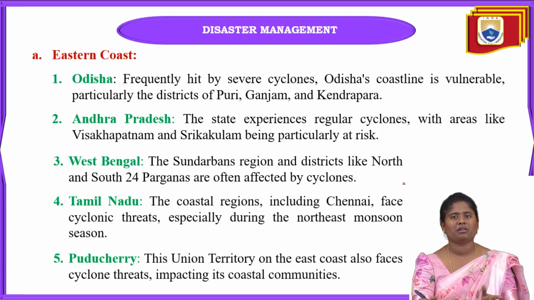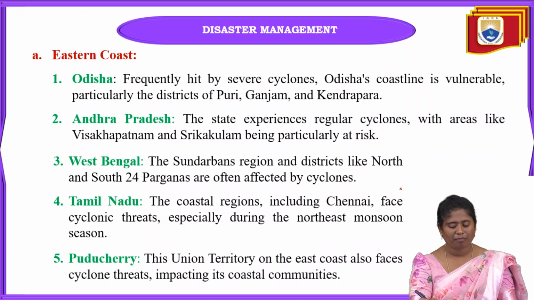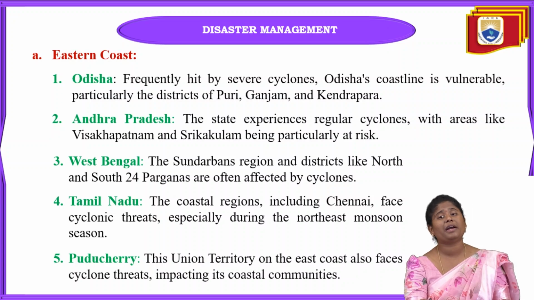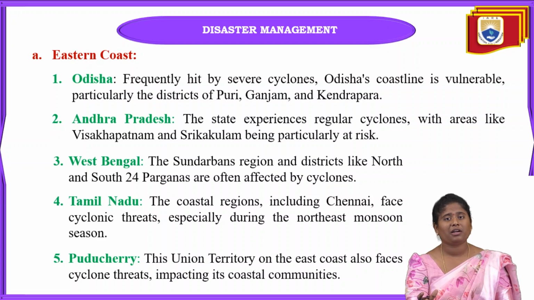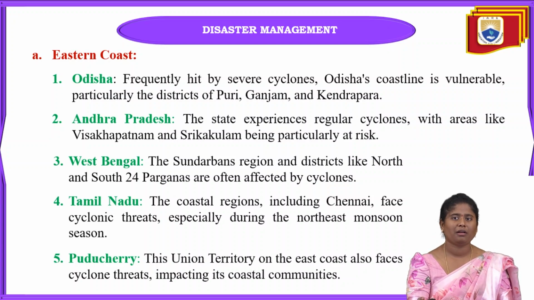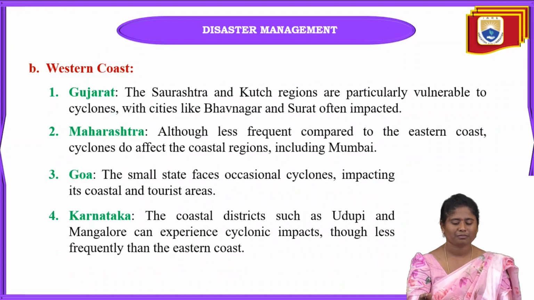And next one is Puducherry. It is a Union Territory, a UT, and it lies in the east coast direction. It also easily faces cyclone threats, and it also impacts its coastal communities. Okay.